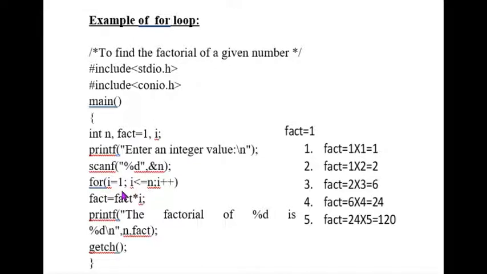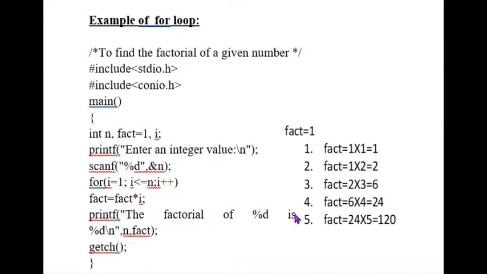In the next statement we are writing fact, the factorial variable, which is taken with initial value 1, fact equal to fact into i. That means 1 into the initial value of i, which is 1, so 1 into 1. So, 1 into 1 is 1, and in the factorial variable fact the value will be stored.